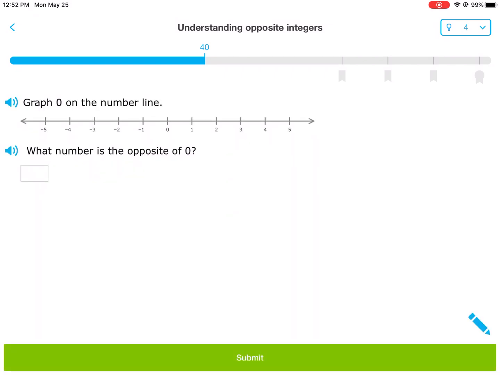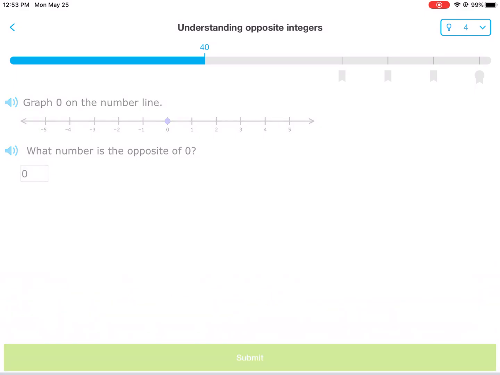Graph 0. Okay, so I love this one. 0, okay? There's no such thing as a negative or positive 0, okay? 0 just is in the middle. Think of it as like the division between your positive and negative numbers. So when you're focused on that, guys, there is no negative 0, okay? The opposite of 0 is just 0 itself. So you would just say 0.